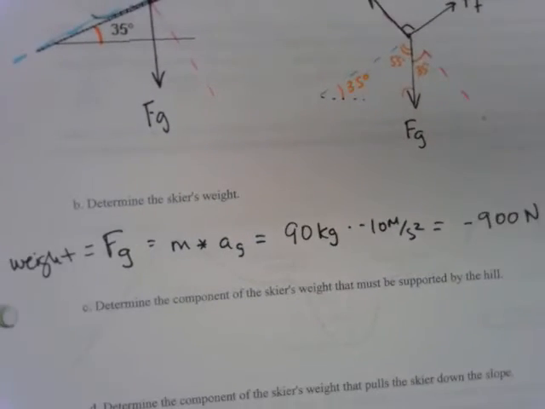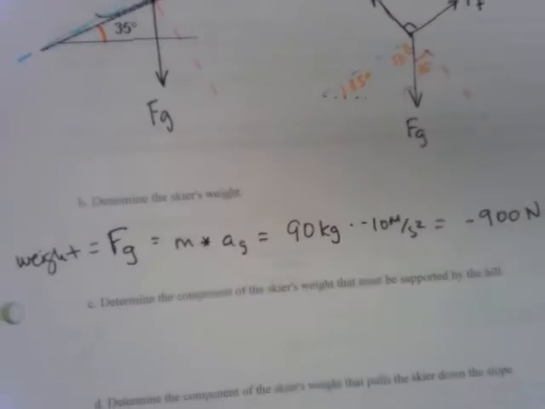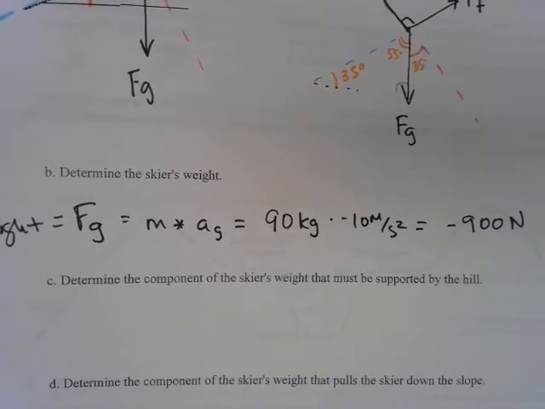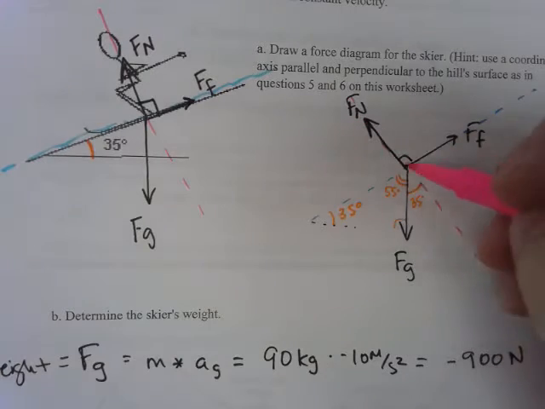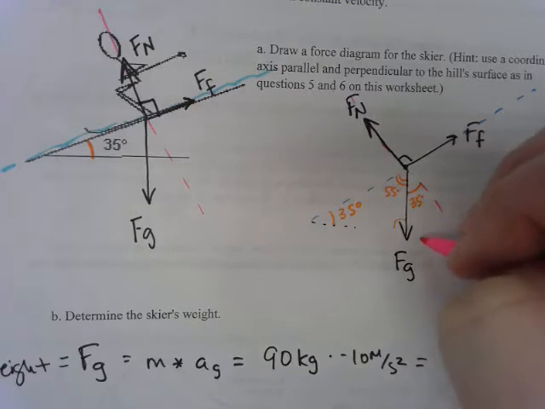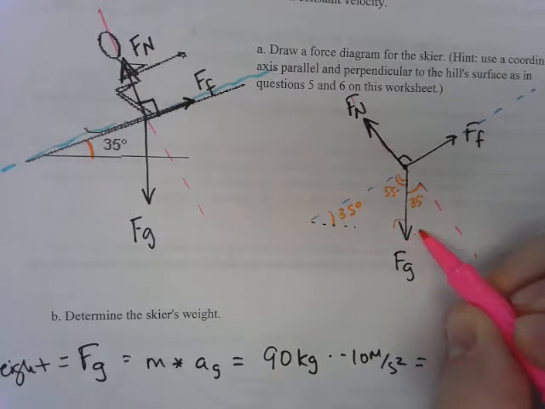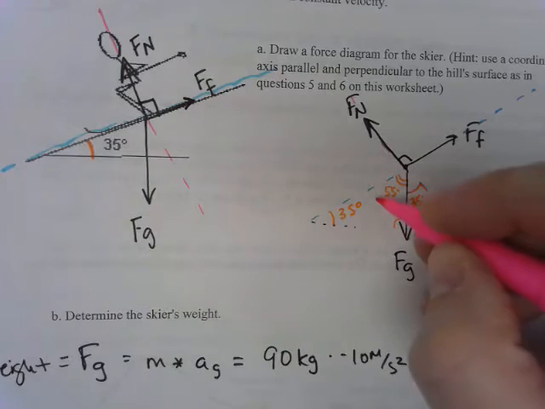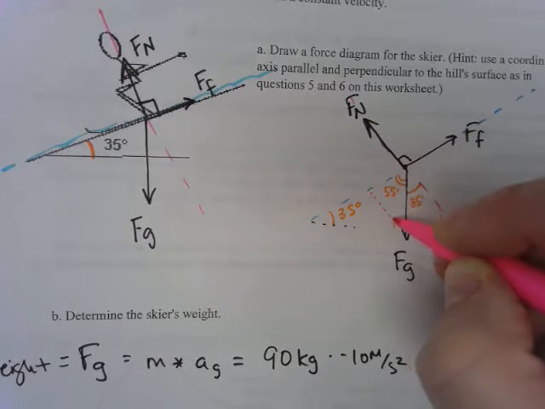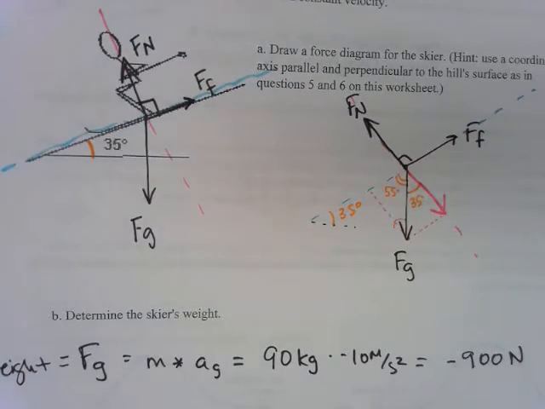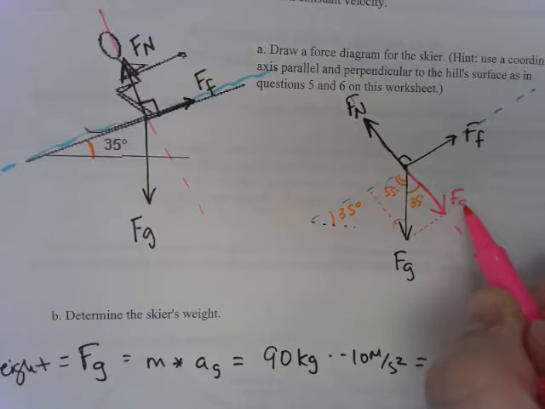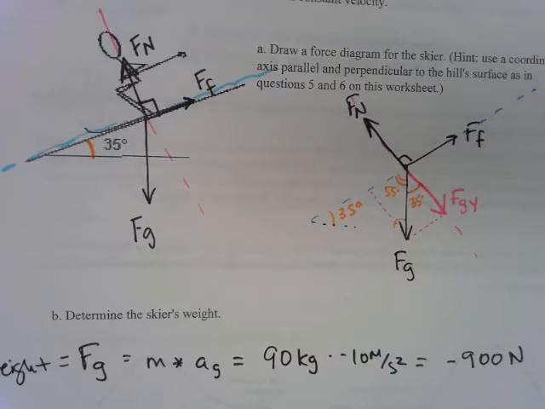Next, it says determine the component of the skier's weight that is supported by the hill. And so what we're looking for here is the component of our force due to gravity that is opposing normal force. So how much does the hill have to push up to hang on to him? To figure that out, I'm going to draw my rectangle here, so that I've got a line that is along that vertical axis that is a component of gravity. So I'm going to write FGY because it's my vertical component.